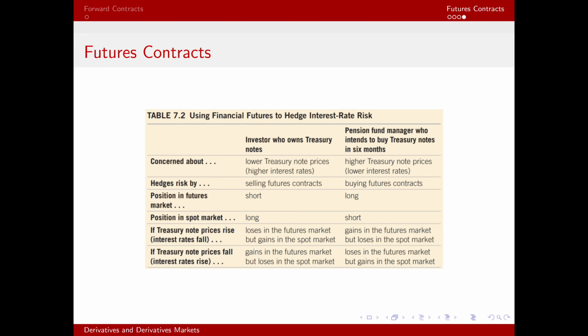So as you can see, you can go two ways with futures contracts, but if used intelligently and appropriately, they are actually a really good way to reduce risk to individual investors and the US economy as a whole. In the next video, we're going to talk about another really cool derivative called options. But for now, that is it on forward and futures contracts.